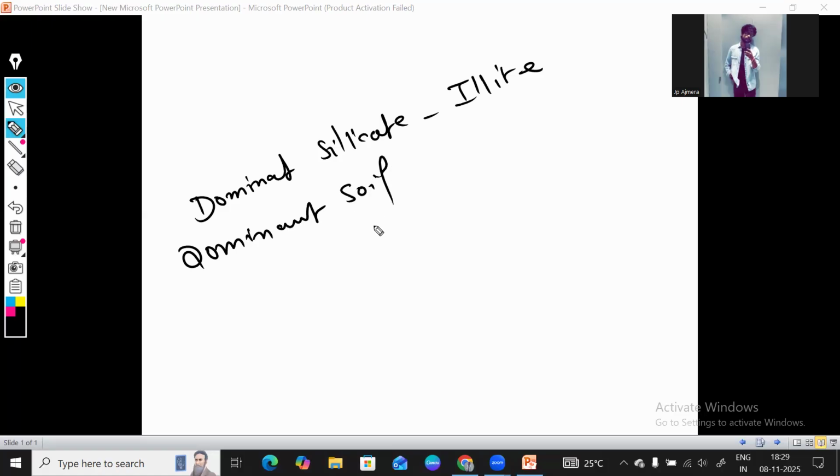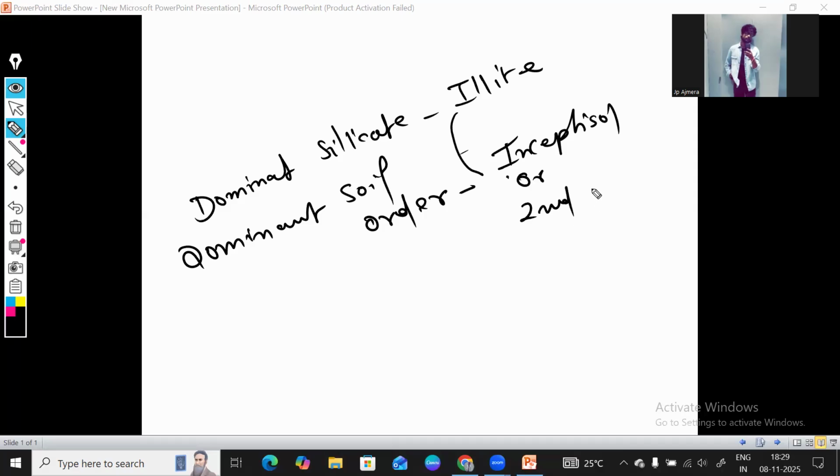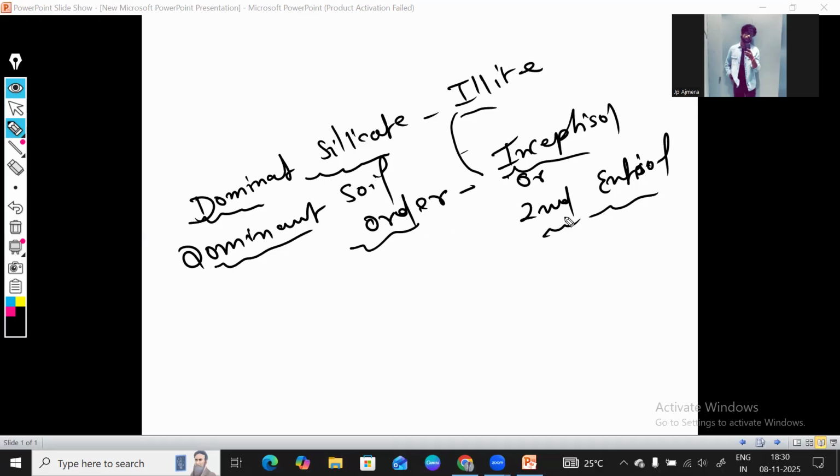dominant soil order is Inceptisol. I and I, you can remember by this trick. Inceptisol. And the second dominant soil order is Entisol. Is that clear to you, guys? Dominant silicate mineral is illite and dominant soil order is Inceptisol. Or second, if they ask you, then you may go for Entisol. I hope it's clear to you. Soil orders are 12 in number, that is different, and silicate minerals are different, that we already covered.